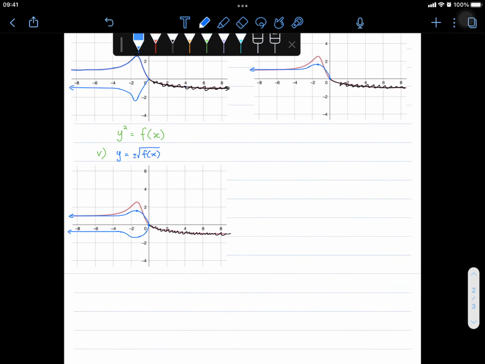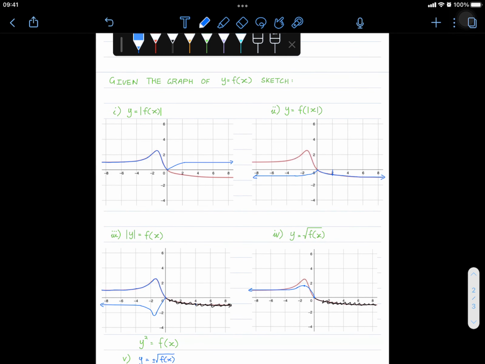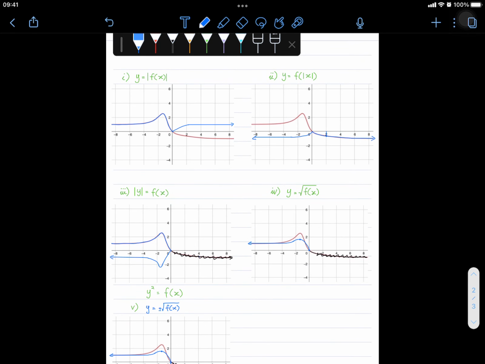So I hope that gave you an insight into taking the absolute value and square roots of function.